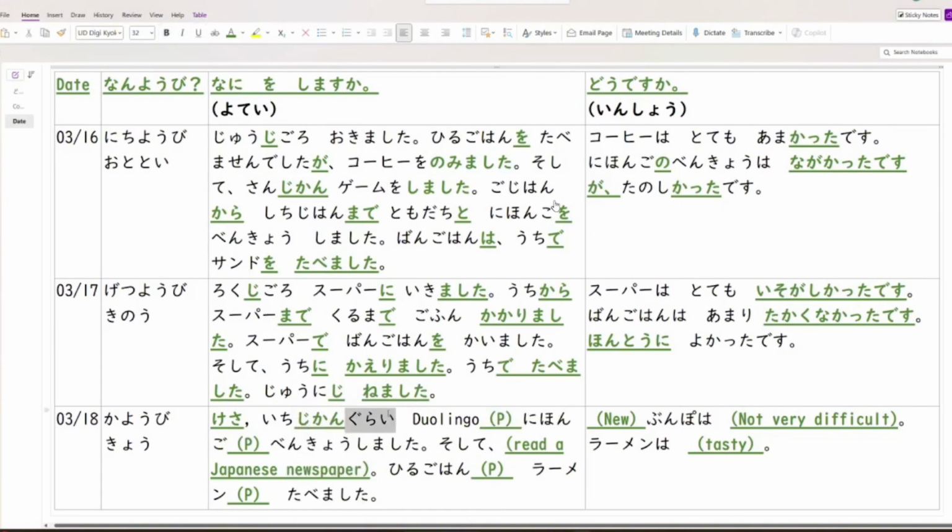Gurai means about, and then there's goro, which means around. So like, I woke up around 10 o'clock. I studied for about an hour. But you would not use gurai when referring to the time that something occurred. For an amount, you would use gurai. So there's an amount of hours, I would use gurai, hence ichijikan gurai.